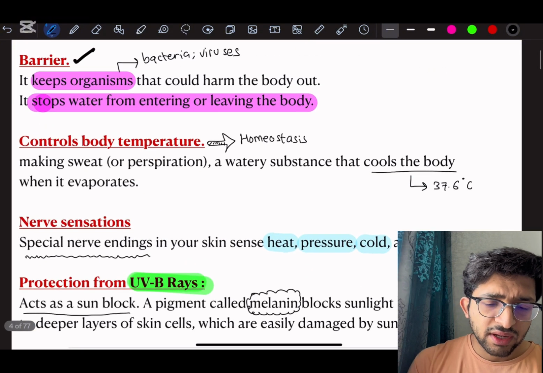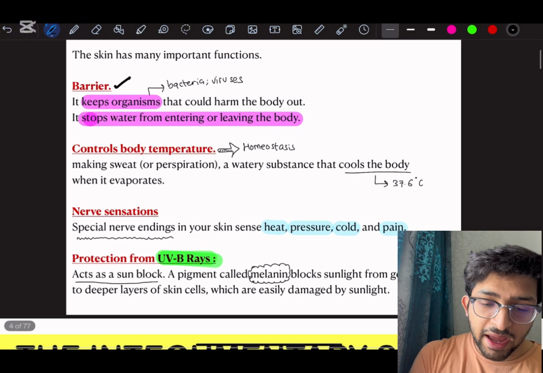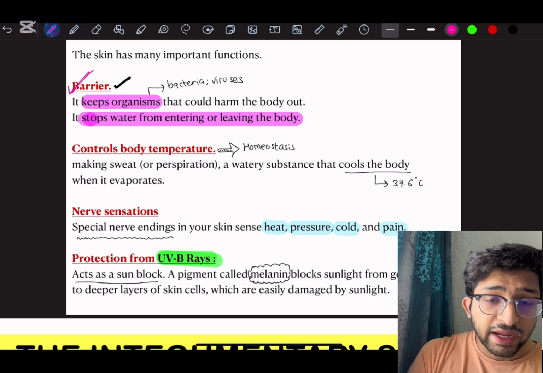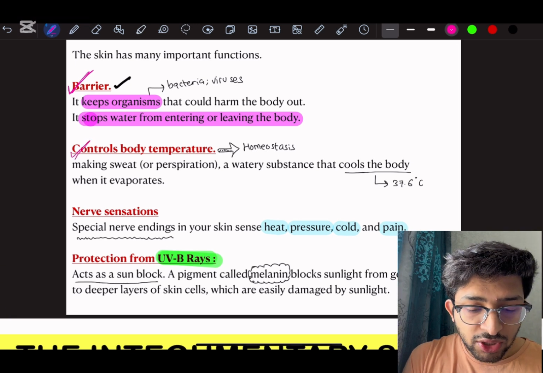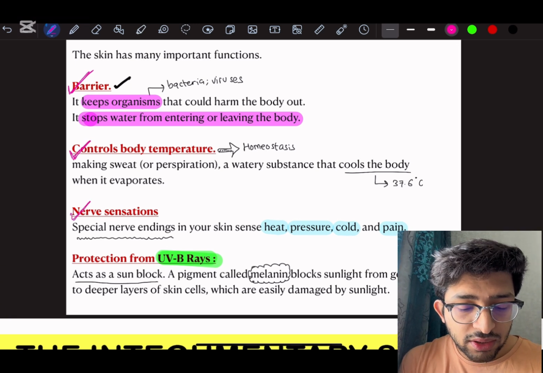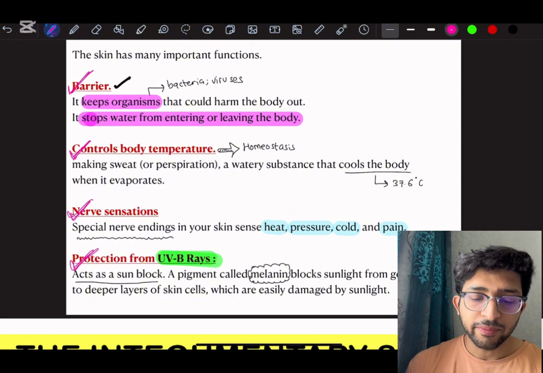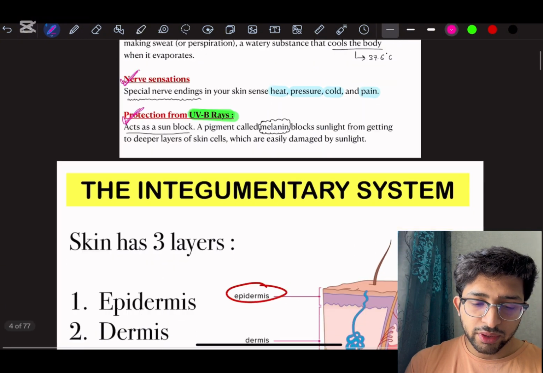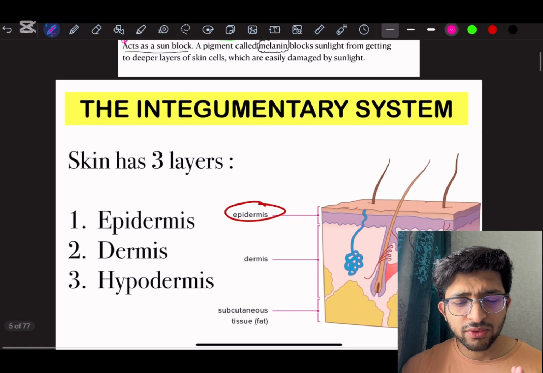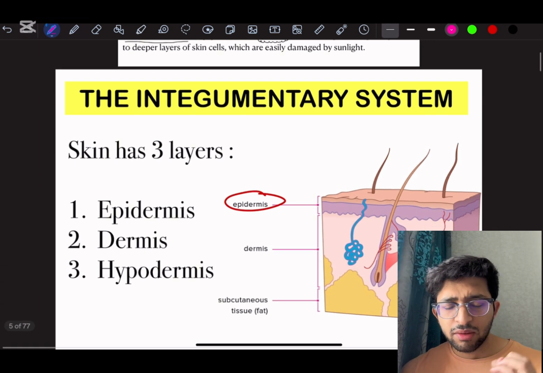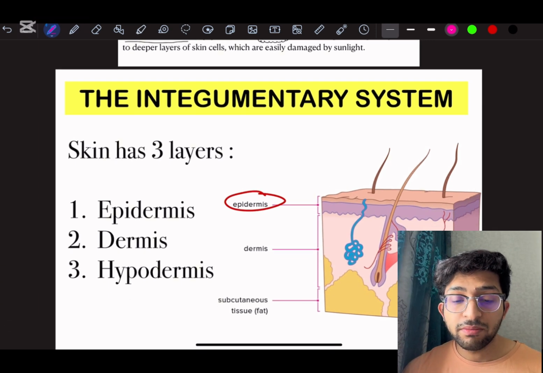So 5 functions are there. The one is the barrier, which we did. Second is the controlling of the body temperature. Third is the nerve sensations, and the fourth is the protection from the UVB rays, right? So now let's get slightly deeper, because now it will be of Olympiad's level.